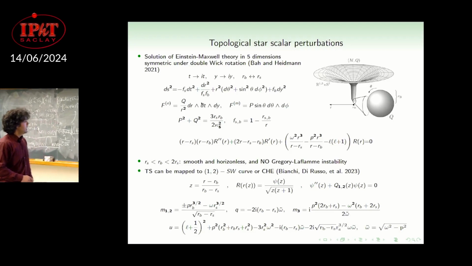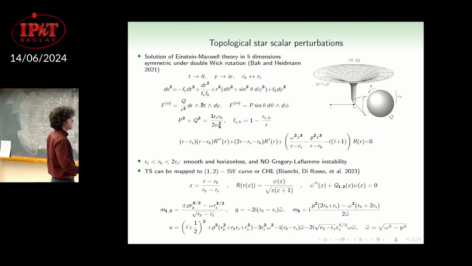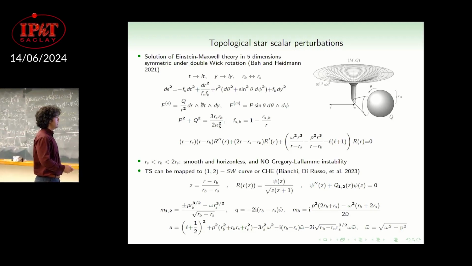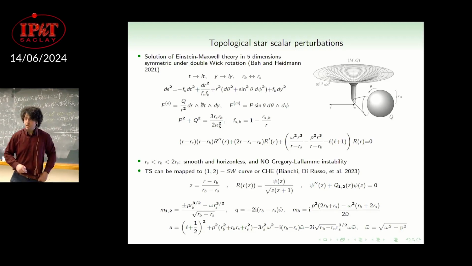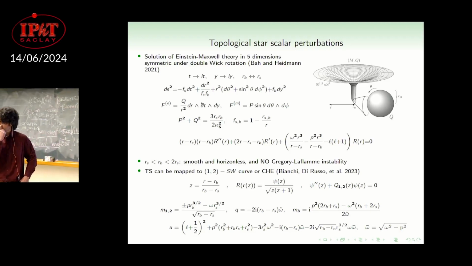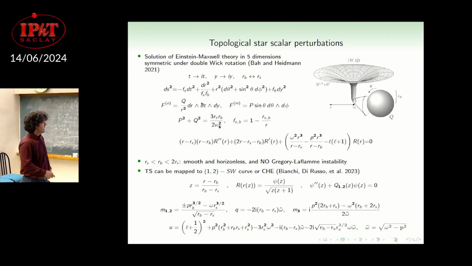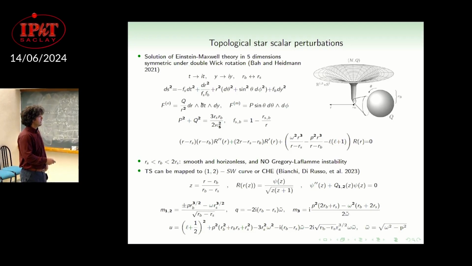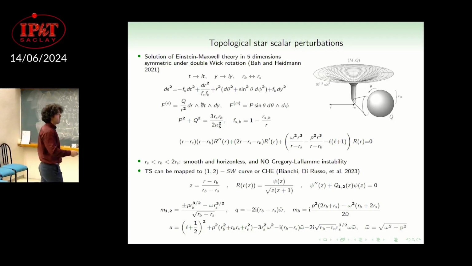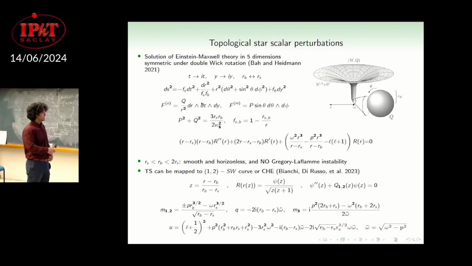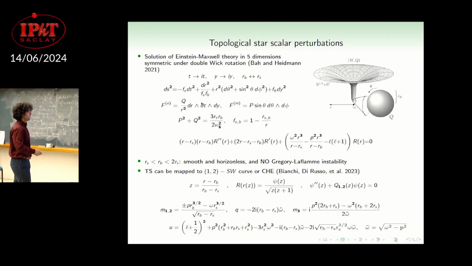So actually this is the map between the scalar perturbation of the topological star and the relevant Seiberg-Witten curve, which is the curve with one mass insertion on the left and two mass insertions on the right, which is a confluent Heun equation. And this is the dictionary.